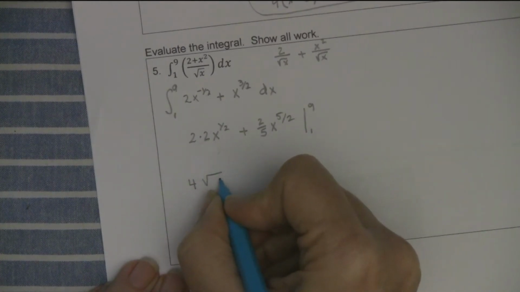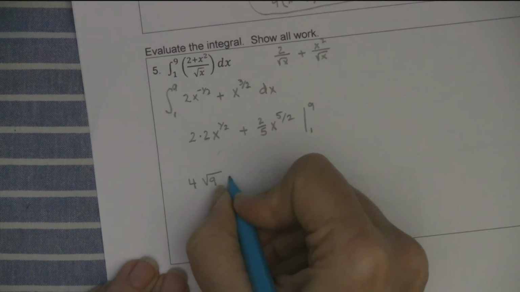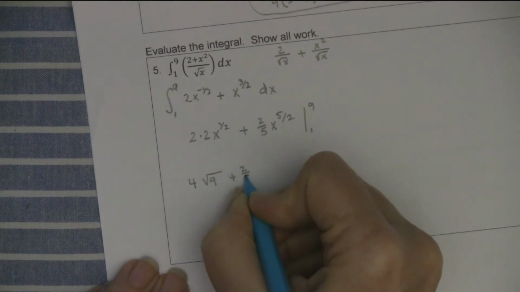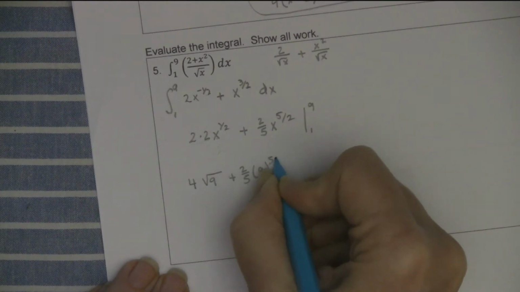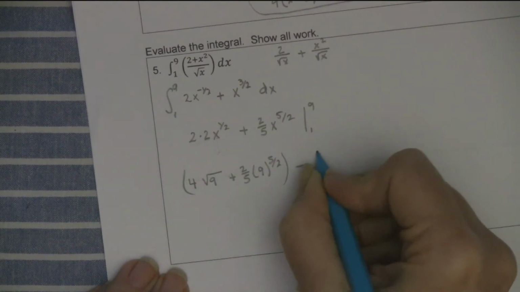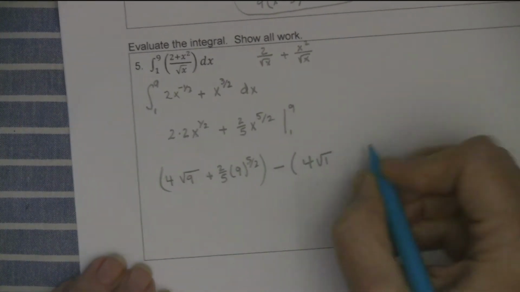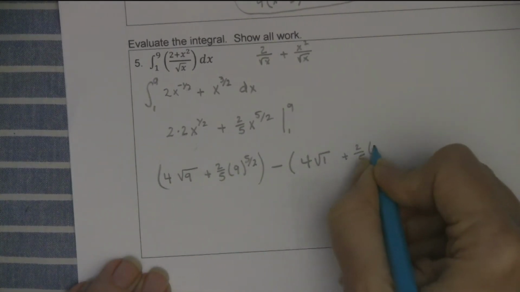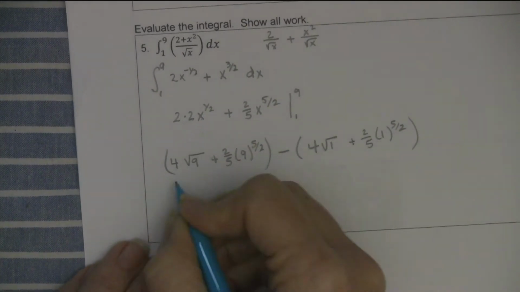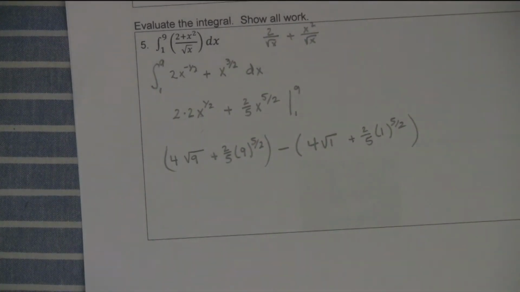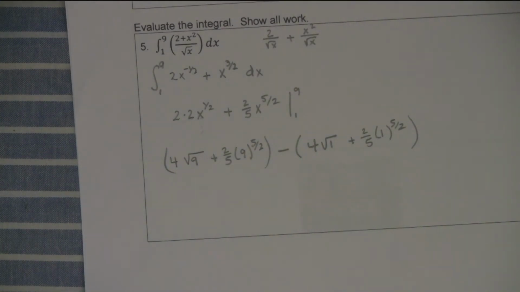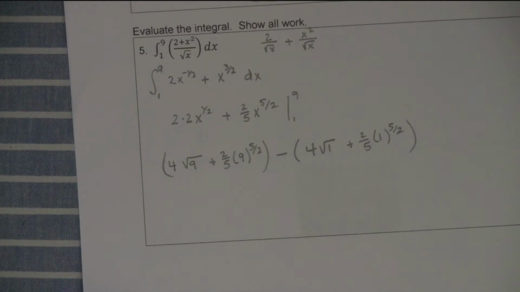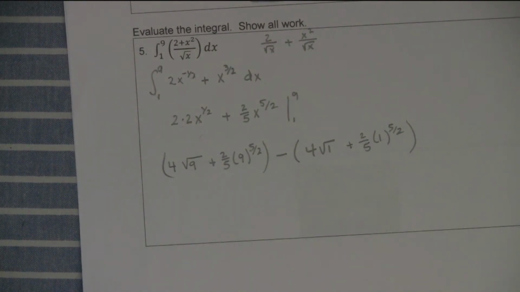times the square root of 9, right, that's the square root, plus 2/5, and then 9 raised to the 5 halves, this, minus, and then 4, and then the square root of 1, plus 2/5 times 1 to the 5 halves. So I'm going to figure out what this is, and actually that's going to be pretty nice, right? Because it's asking me to take some square roots there, but my square roots are perfect squares, so it could have been worse, much worse, much worse, but it was pretty kind.